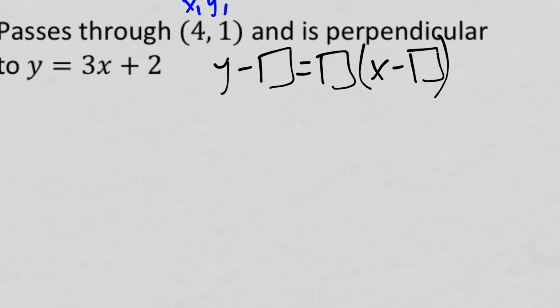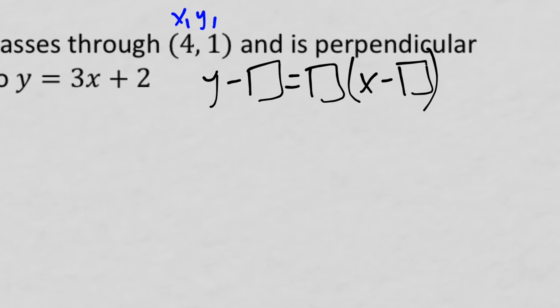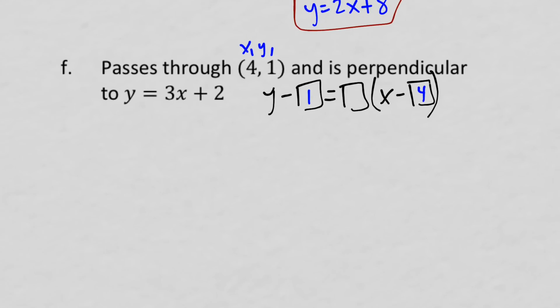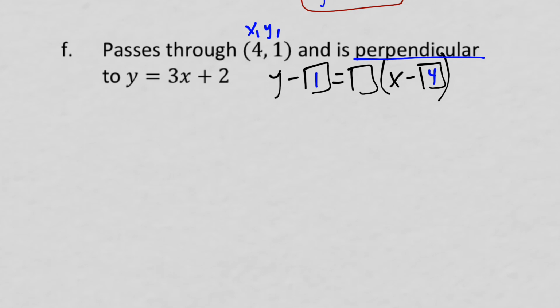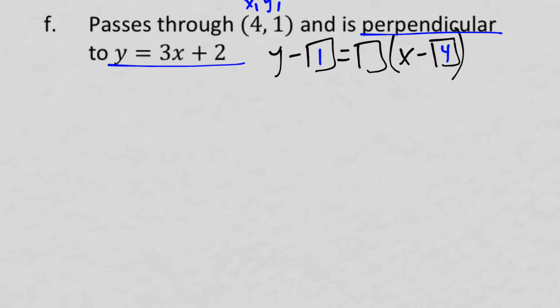So I'm actually already going to plug in the x and the y. X is 4, x with the x. Y is 1, y with the y. What I'm missing is the slope once again, right? And the clue here says that it's something that is perpendicular to this one. So we learned earlier in the year about parallel lines and also perpendicular lines. Parallel lines have the same slope, like in the example that we just did before this. Perpendicular lines do not have the same slope. Perpendicular lines have slopes that are opposite reciprocals of each other.